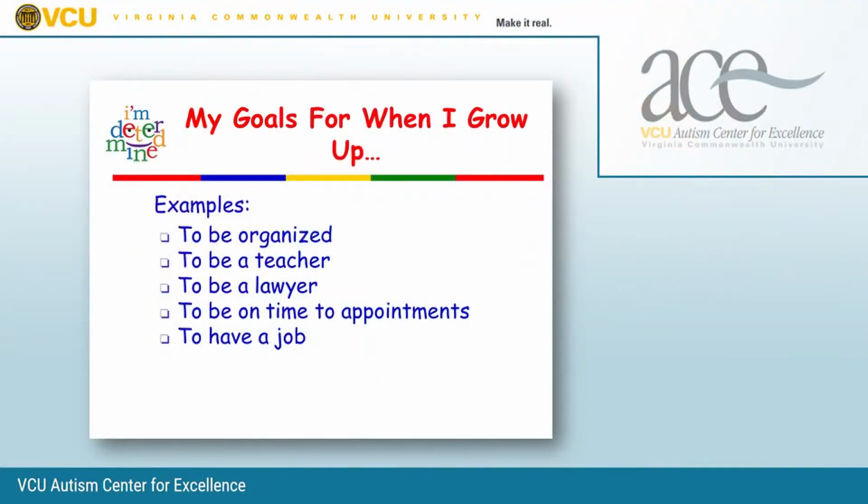We also talk about their goals for growing up. With that, we talk about how it could be a goal of what you want to be when you grow up, but it could also be a goal of, do you want to be organized? Do you want to make sure you're on time to appointments? Have a different job, just to make sure that they know their options are limitless.